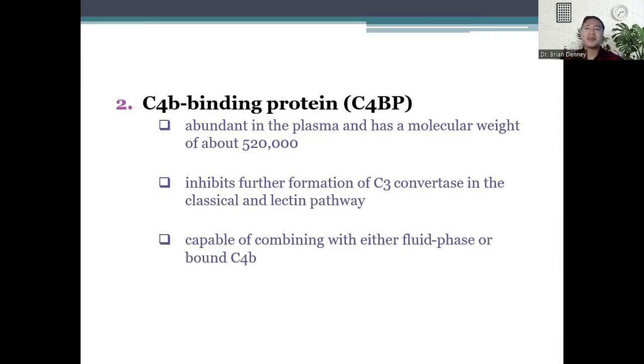How about in the lectin pathway? Remember, once your MASP1 and MASP2 are activated, it causes activation of your C4 and C2. And once C4 is activated, it produces C4a and C4b. And when C4b binds to C4BP, there will be no available C4b for binding of C2a. Same as the classical pathway, same as lectin.